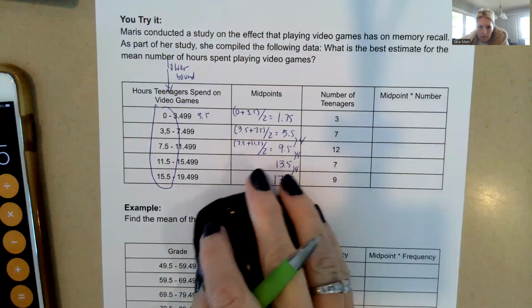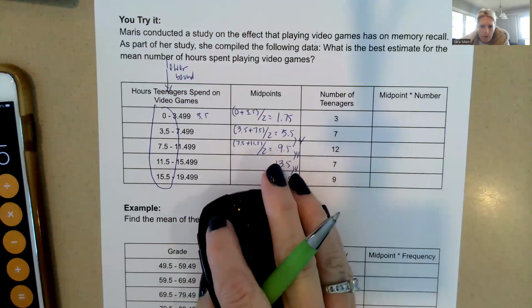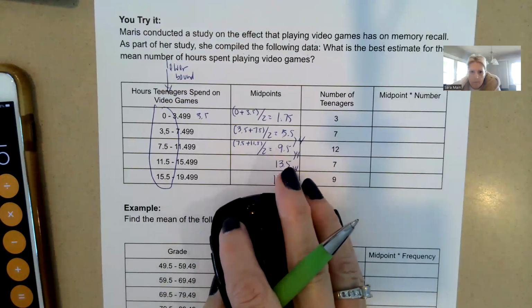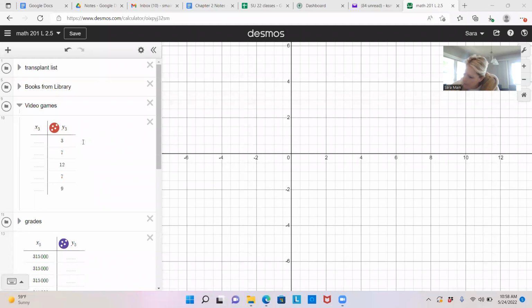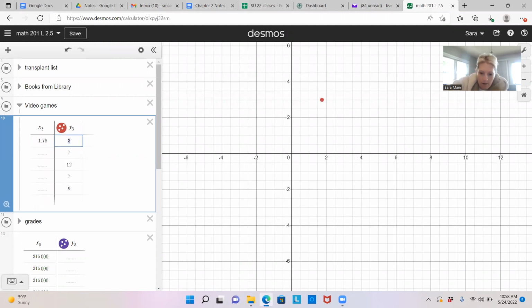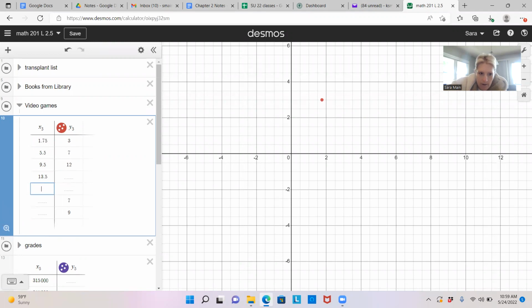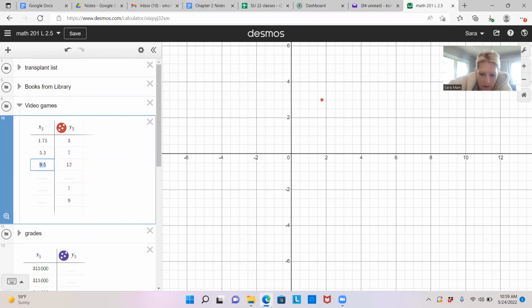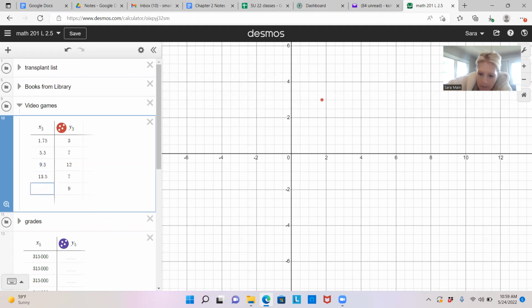And then we are going to go to our video games, and we're going to put in x3, the midpoints we came up with: 1.75, 5.5, 9.5, 13.5, and then 17.5.